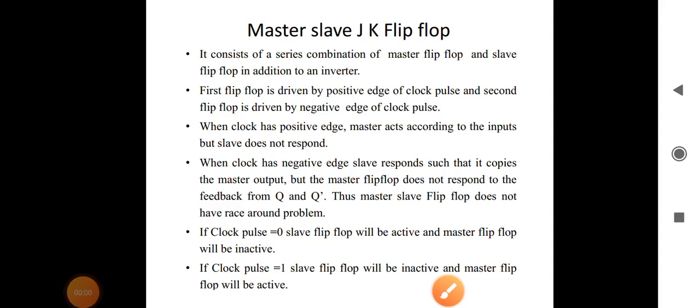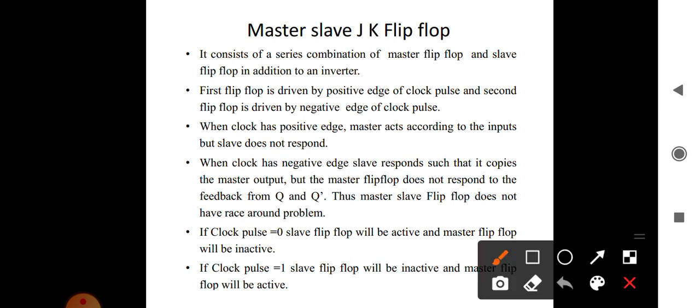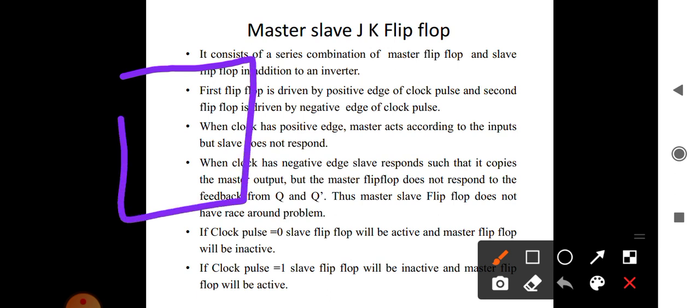In this class we study the master slave JK flip flop. The master slave JK flip flop consists of a series combination of a master flip flop and a slave flip flop. So a series combination means we have the master JK flip flop here; I will just draw it.